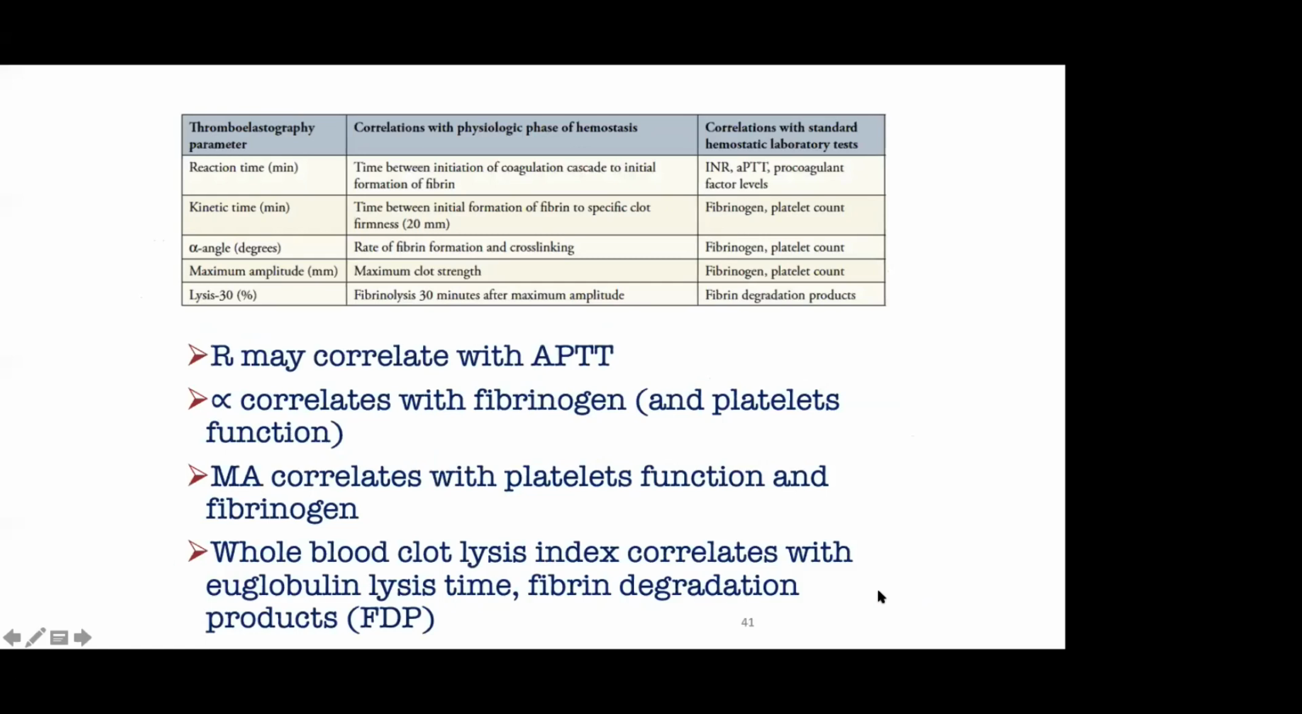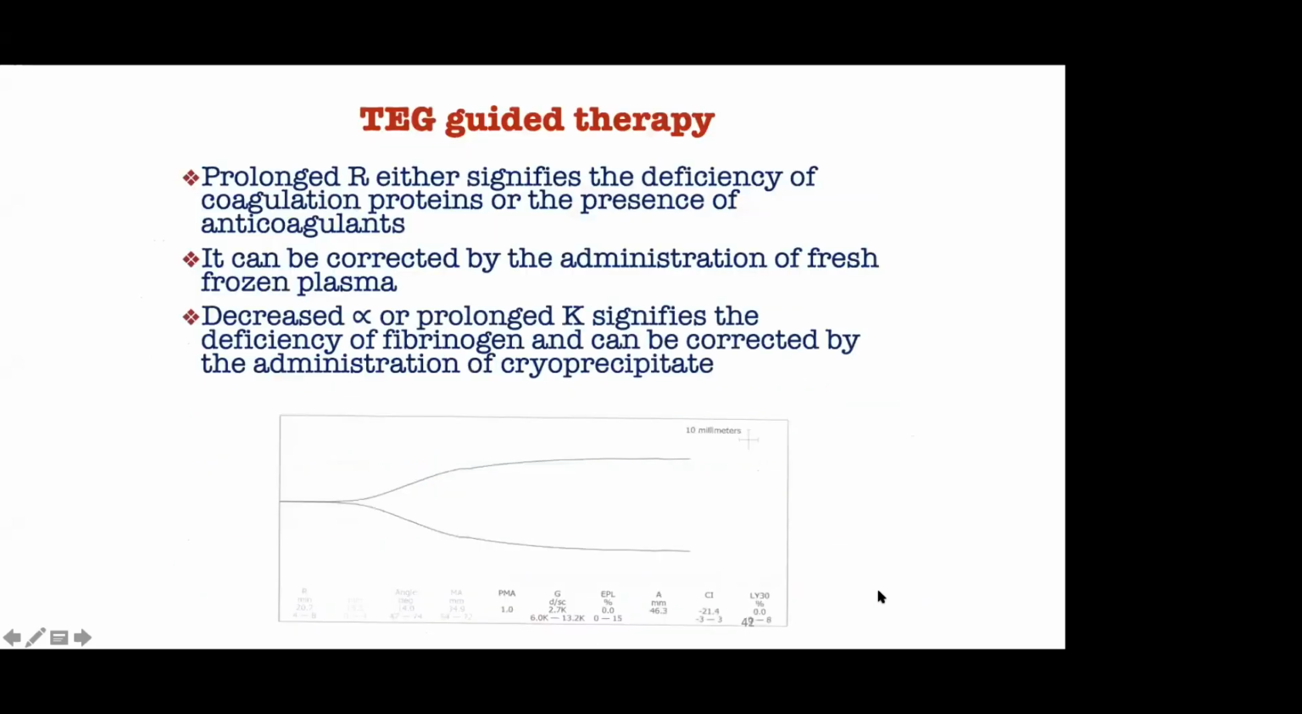So here is a summary of that. R may correlate with the APTT time, alpha correlates with fibrinogen and platelet concentration, MA correlates with platelet function and fibrinogen, and whole blood clot lysis index correlates with the euglobulin lysis time, fibrinogen degradation products, and so on. And what is TAG guided therapy?